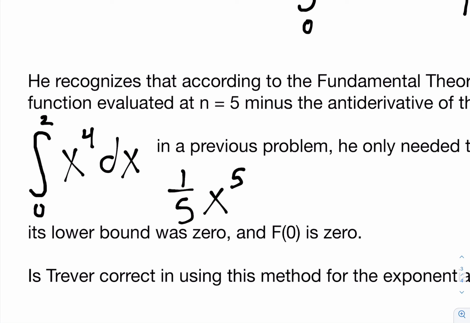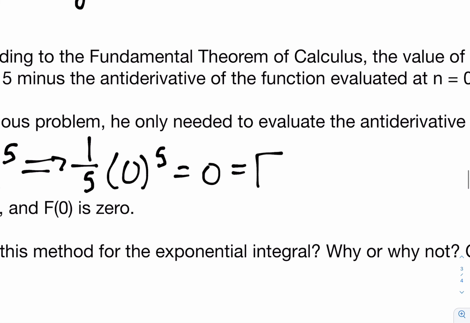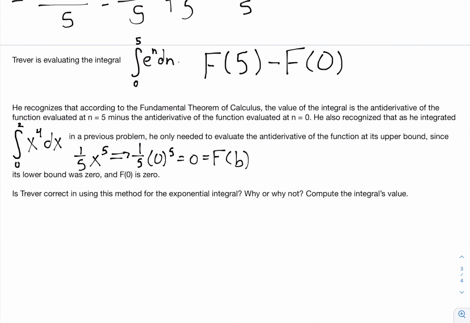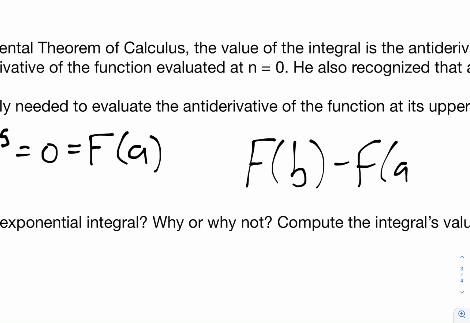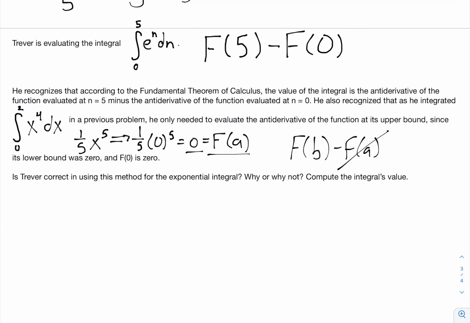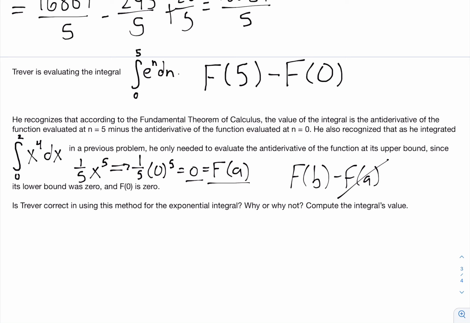And if we plugged in our lower bound 0 in x, this would give us 1/5 of 0 to the 5th, which is 0, which is equal to capital F of a. And remember, our fundamental theorem of calculus tells us we want to take capital F of b minus capital F of a. And if capital F of a was 0, this term goes away, and what Trevor's saying is all we need to do is evaluate the antiderivative when x equals 2. Okay, so that makes sense so far.